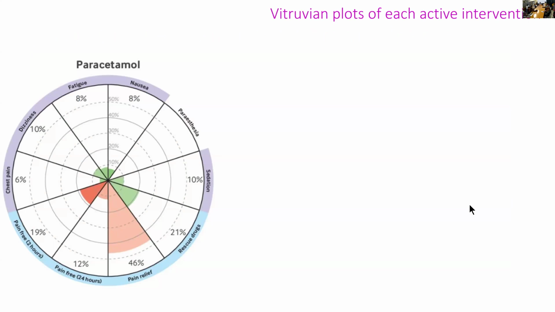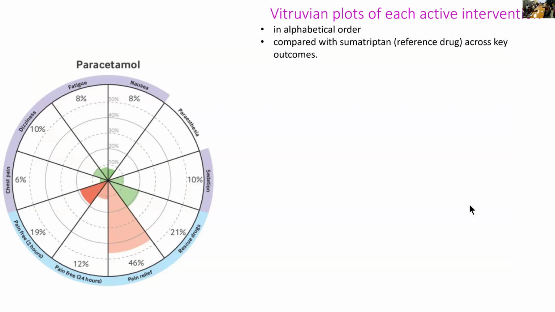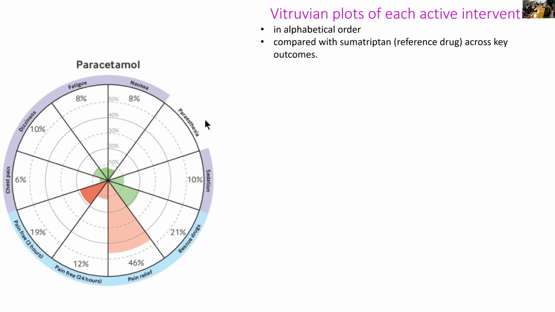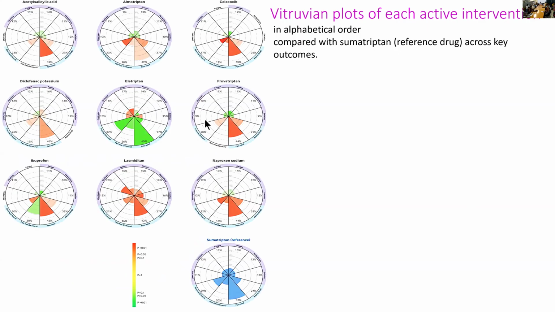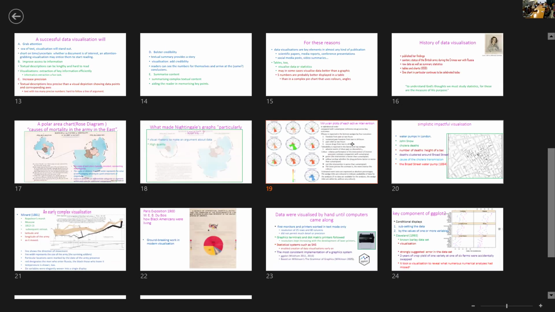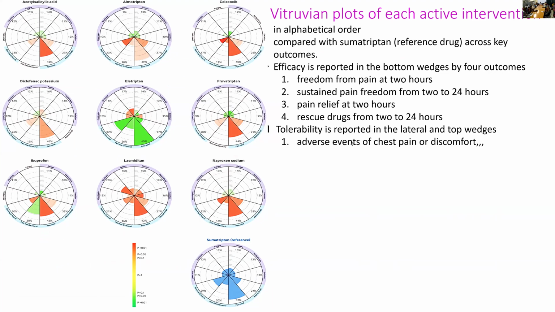Now, this is called a Vitruvian plot. So in alphabetical order, it will compare. So you can see here that for pain relief, compared to sumatriptan, one drug, paracetamol. Here's pain relief, pain-free, pain relief in 2 hours, pain relief 24 hours, rescue drug use. And these are the side effects which come on the top compared to sumatriptan. This is called a Vitruvian plot. So sumatriptan is the reference drug. And in the bottom is freedom from pain, sustained relief from pain, rescue drug use. On the top is all the side effects of the drug.